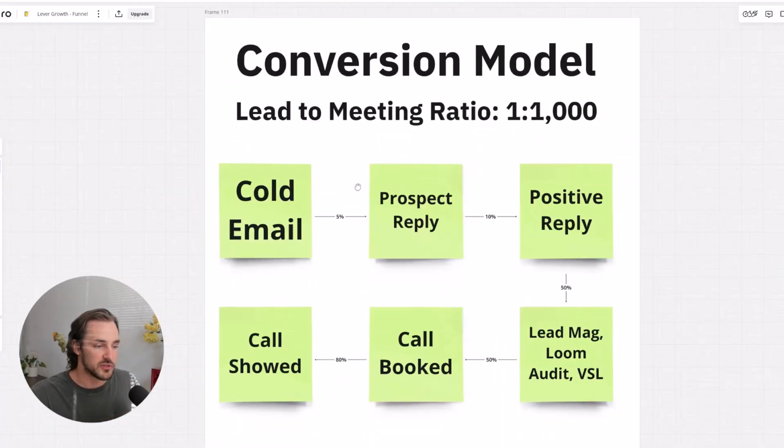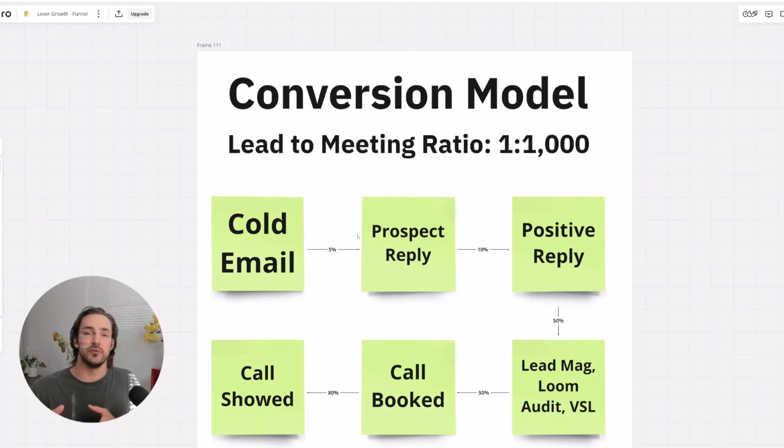So this is the conversion model that we look to as a framework for our campaign success. Now, what this is referencing is a lead to meeting ratio of 1 to 1,000. That means that for every 1,000 net new prospects you reach out to, you book one qualified sales call. Now, this is the metric that we're looking at to determine where in our process we need to adjust and which constraints we need to fix to continue to improve our conversions.